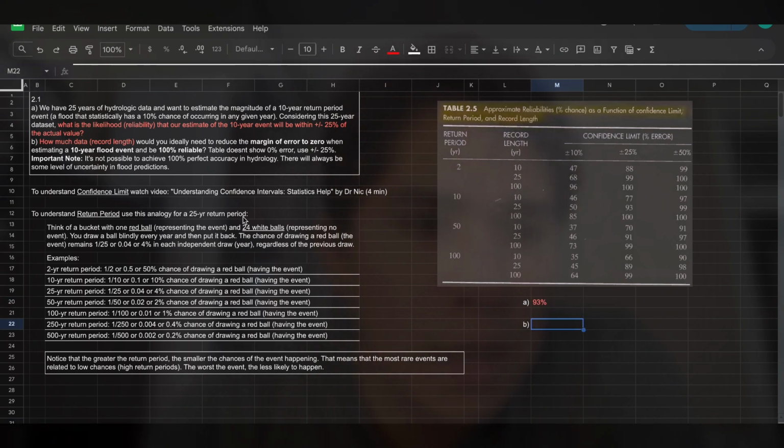And part B, we have how much record length or data do we need to be 100% reliable in a 10-year flood or return period. So if we consider the plus or minus 25%, if we want to get 100% reliability, in quotation marks, because you're never going to get 100%, you will need a record length of 100 years. And those are the answers for this question.